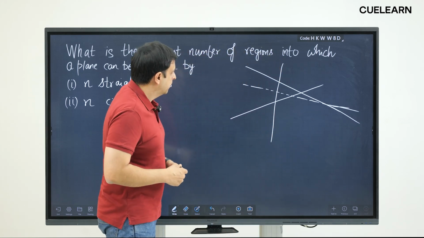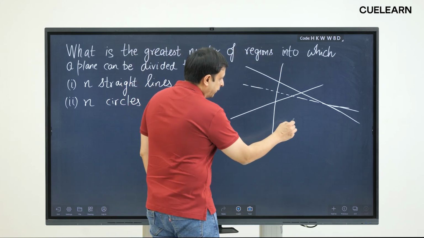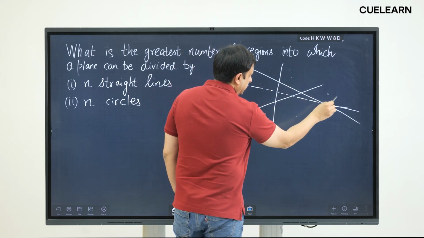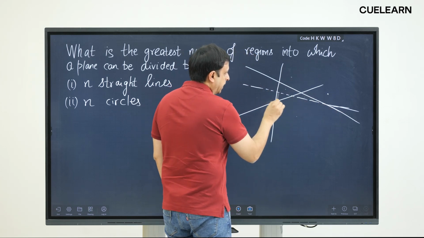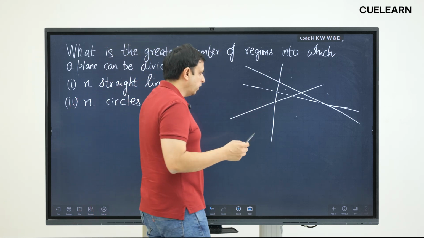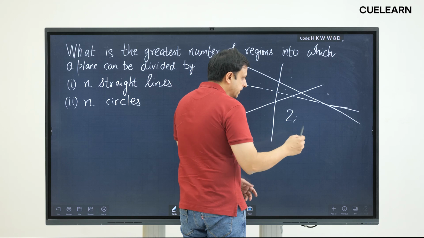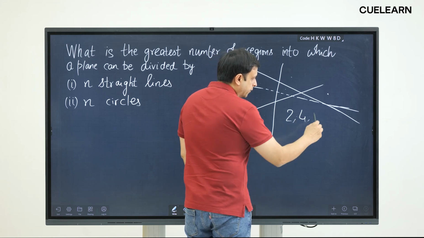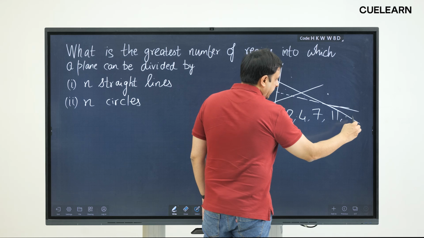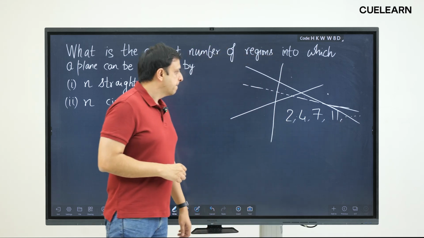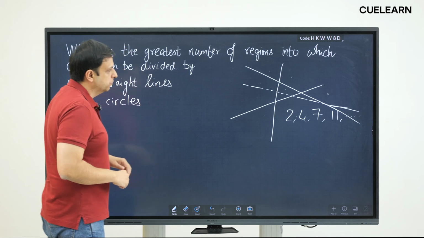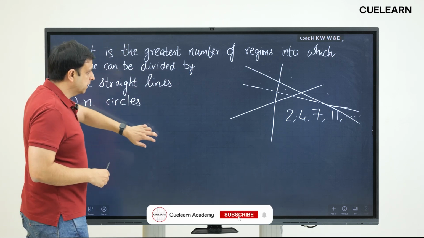And now if I go about counting the number of regions starting from here, that's 1, 2, 3, 4, 5, 6, 7, 8 and 9, 10, 11. So four lines are giving me 11 regions. So one line gives me two regions, two lines give me four regions, three lines give me seven regions, four lines give me 11 regions, and so on. So this seems to be the sequence of the number of regions when it comes to straight lines. And what about circles?